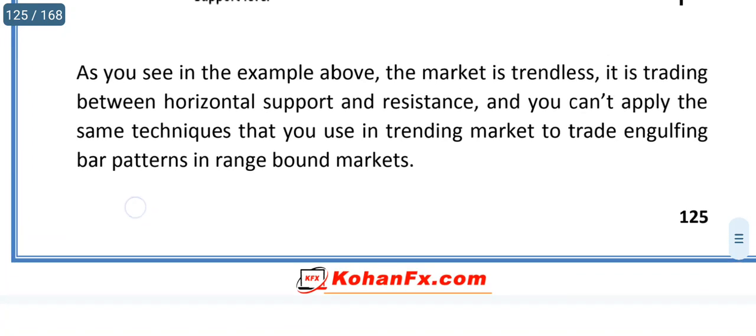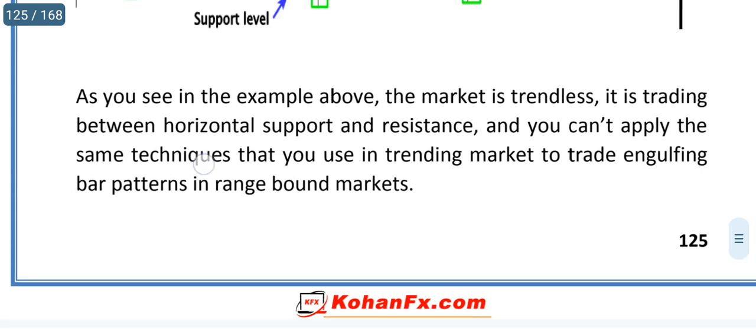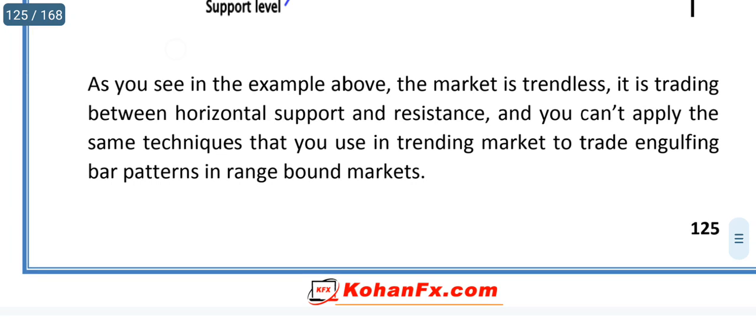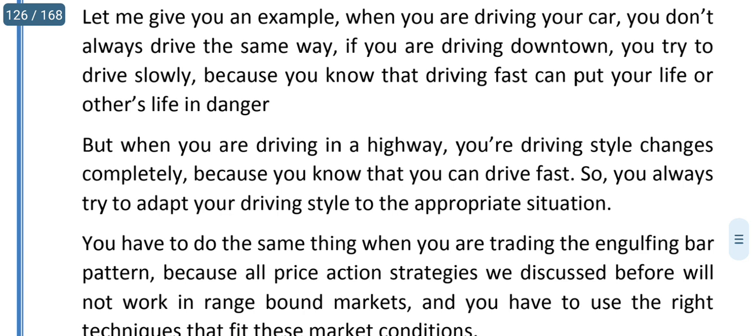Yes, from the illustration you can see that the market is trendless. The market is neither trending downwards nor upwards. You can observe that the market is trendless and it is moving between two horizontal support and resistance levels, and here you can't apply the same techniques that you use in the trending markets to trade the engulfing bar patterns in the range bound market.